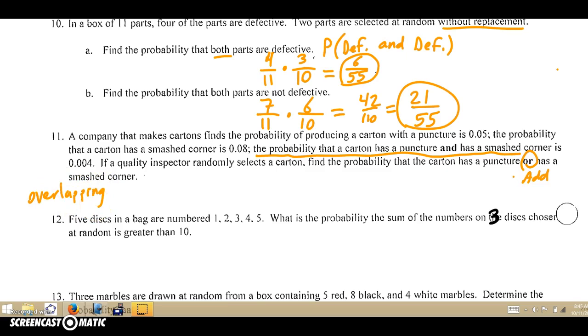So add the two initial probabilities. Probability of getting a puncture is 0.05. Probability of getting a smashed corner is 0.08. If they were not overlapping, that would be it. You would just add. But we must also subtract the overlap because they do overlap. We don't want to count it twice. Anyway, simply typing this in your calculator gets you 0.126, or if you'd rather, 12.6%.